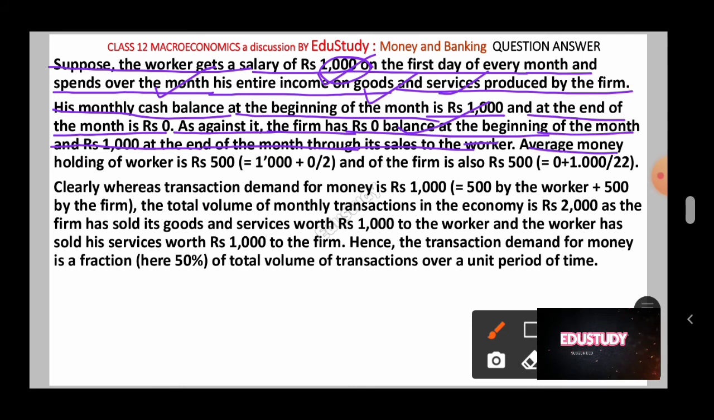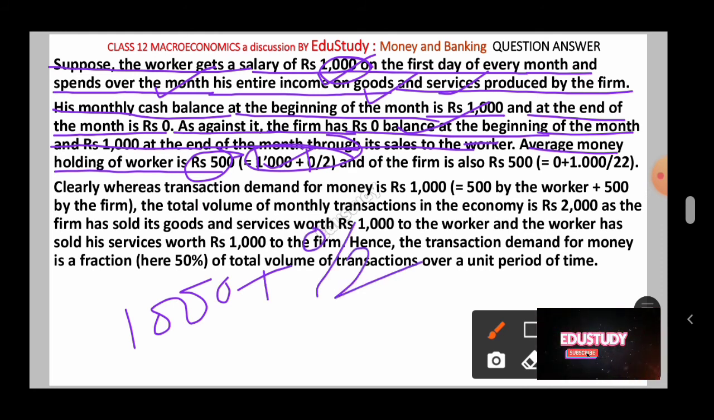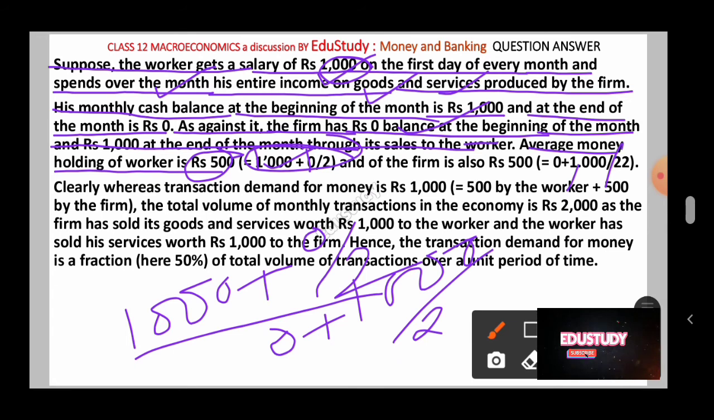So the average money holding of the worker is rupees 500. It is 1000 plus 0, divided by 2. The average money holding of the firm is also rupees 500, that is 0 plus 1000, divided by 2.